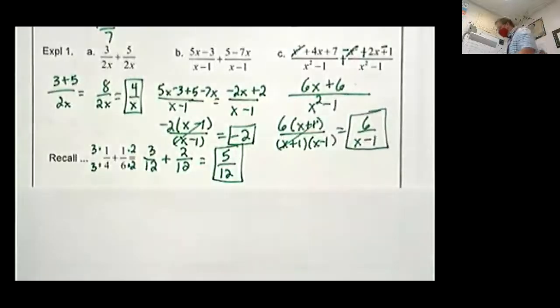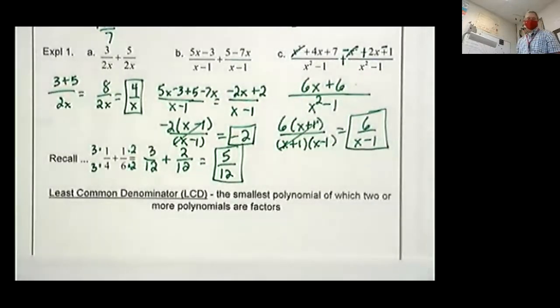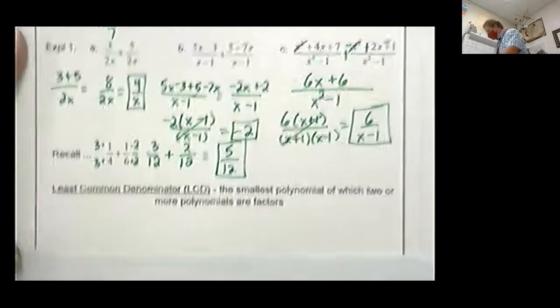We're going to do the same thing with polynomials using the least common denominator. The least common denominator is the smallest polynomial of which 2 or more polynomials are factors. We're going to start small, and we'll work our way up.